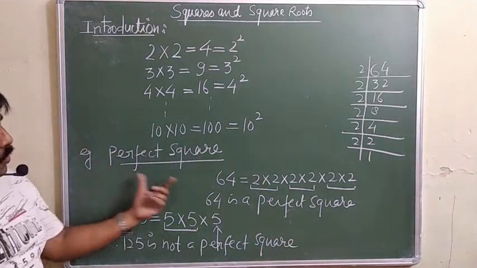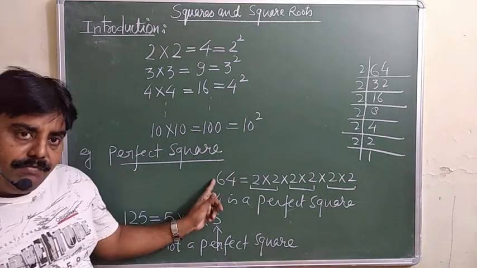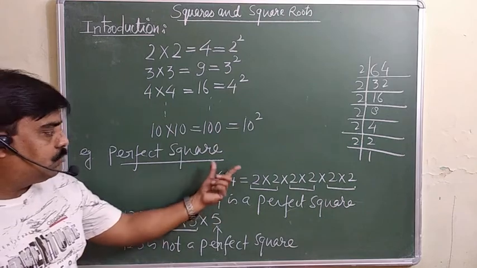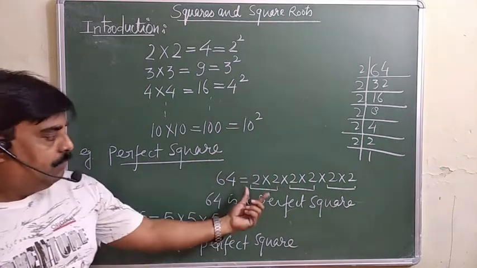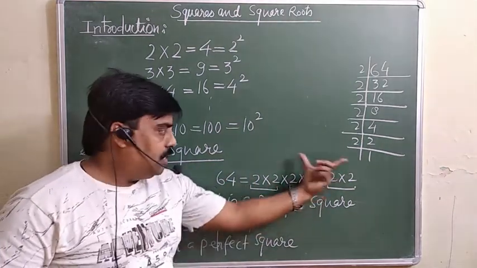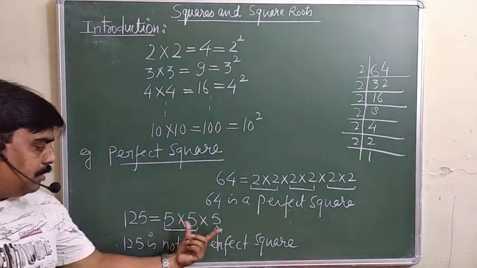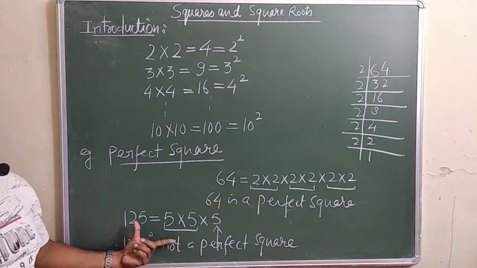So sometimes a question can be asked: they can give you a number and ask whether the given number is a perfect square or not. We will do the factors and make the pairs. If each and every number comes in pairs, you can declare that it is a perfect square. If all the numbers do not come in pairs, then it is not a perfect square.